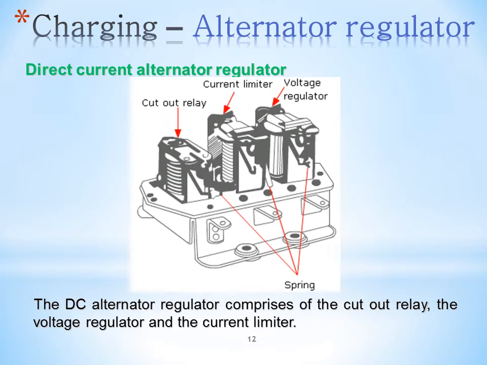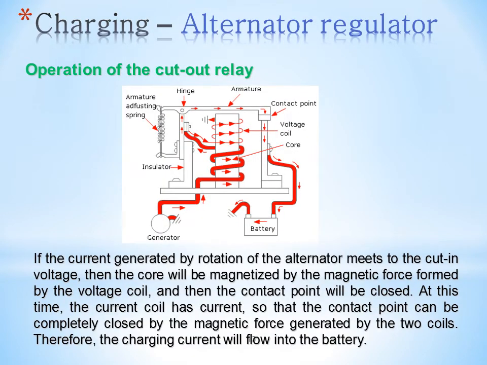Direct current alternator regulator. The DC alternator regulator comprises the cutout relay, the voltage regulator, and the current limiter. Operation of the cutout relay. If the voltage generated by rotation of the alternator reaches the cut-in voltage, then the core will be magnetized by the magnetic force formed by the voltage coil, and then the contact point will be closed. At this time, the current coil has current, so that the contact point can be completely closed by the magnetic force generated by the 2 coils. Therefore, the charging current will flow into the battery.